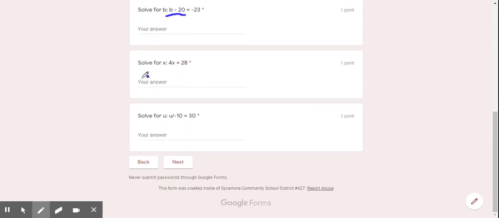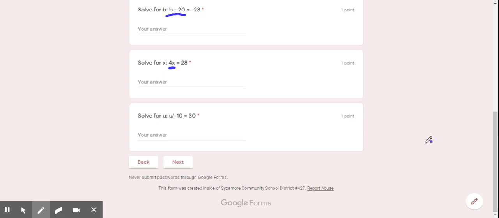Our last two, our first one is solve for x: 4x equals 28, okay? So this 4 and this x are attached together. What operation is smushed in between there? So then that way we can get the opposite of that. So think of that when it's smushed together, which operation is that? And then go ahead and solve for x.